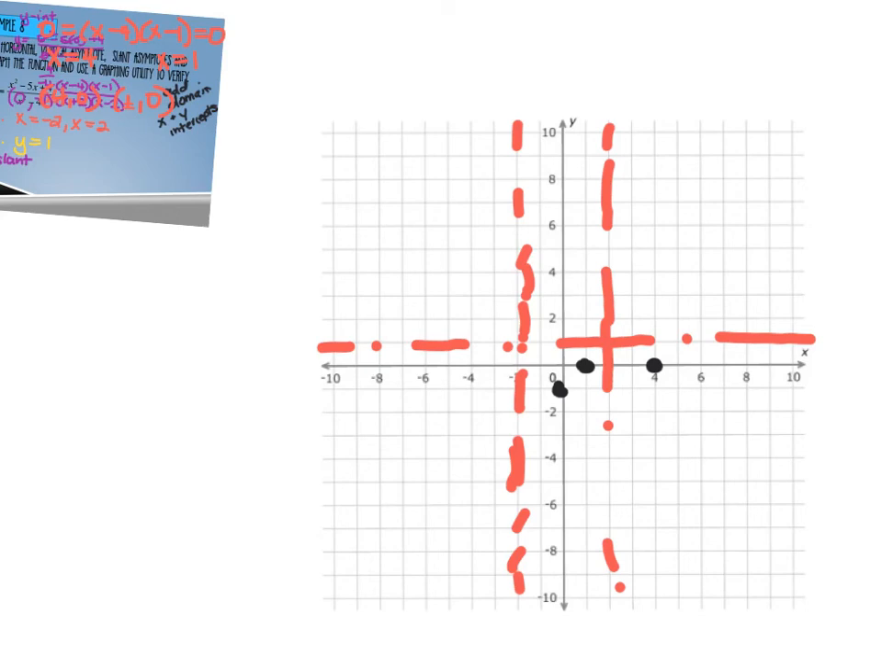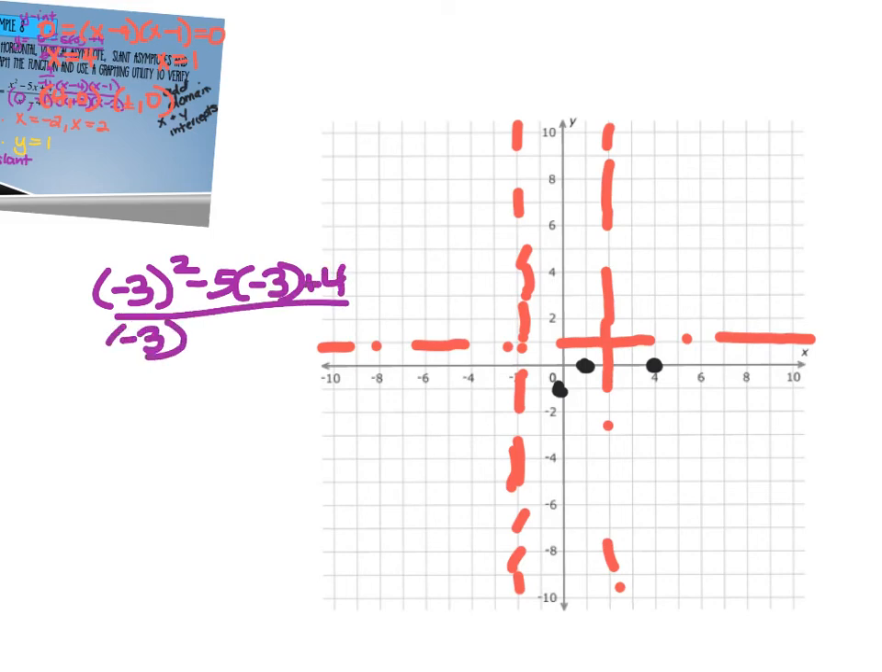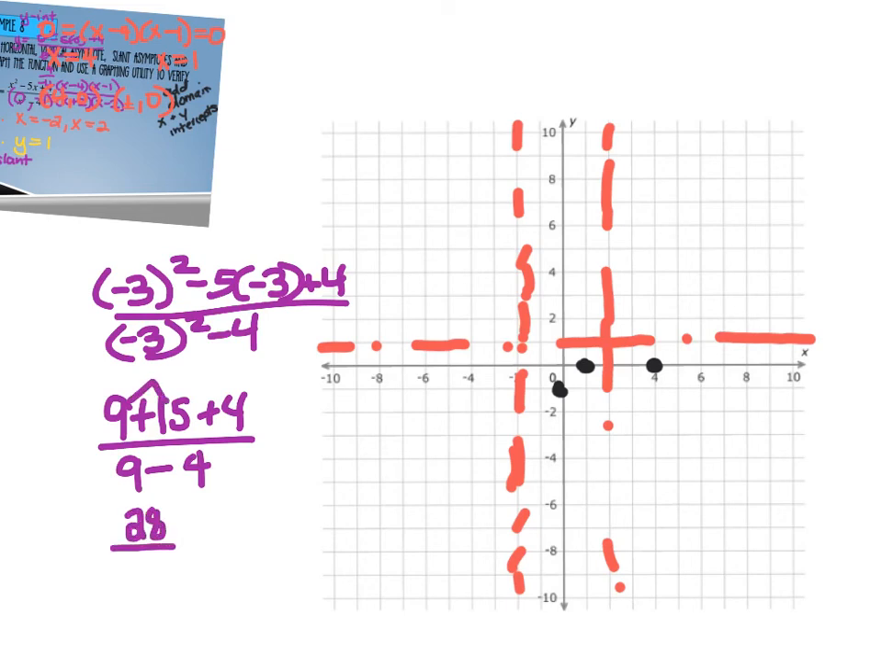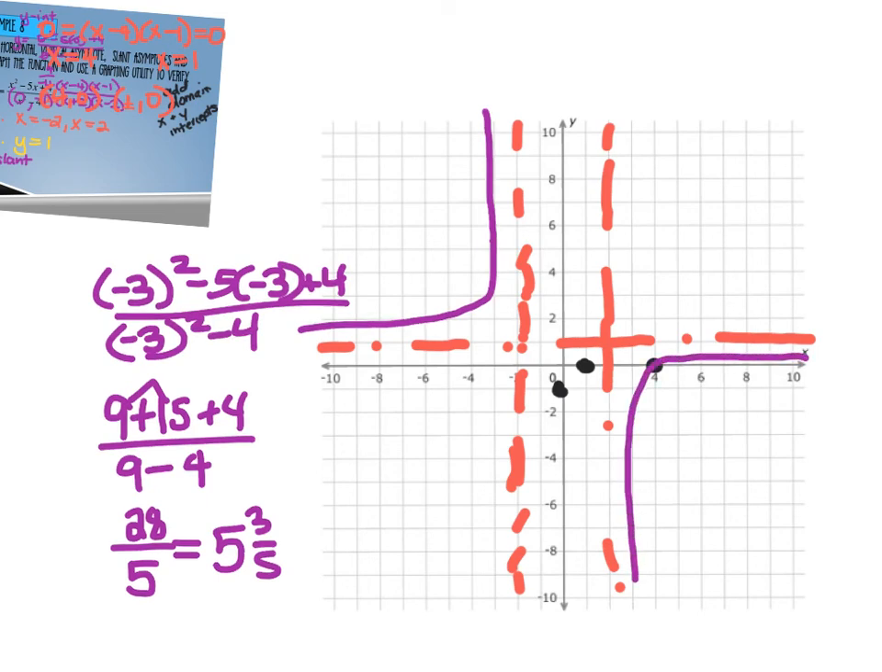So I'm going to plug something into the left of my furthest left asymptote. I'm going to plug in -3, let's say. So -3 squared plus -5 times -3 plus 4 over -3 squared minus 4, and I get 9 plus 15 plus 4 over 9 minus 4. This is 28 over 5. So this is 5 3/5. So it's like here. So I know that this curve is now here. I already have a point down here, which tells me this curve is down here.